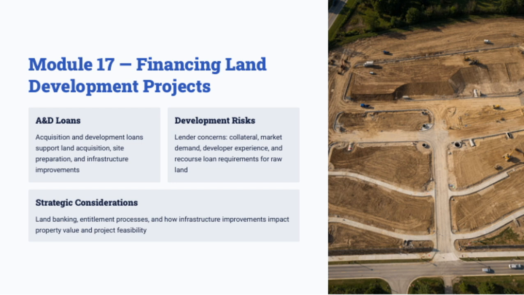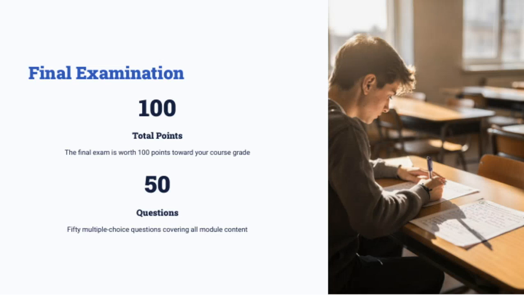Next, we have to consider development risks. These risks can impact the project's success and should be carefully managed. Acquisition and development loans are typically used to support not just buying the land, but also preparing the site. Think grading, clearing, and infrastructure improvements. These steps are crucial because they can significantly influence the marketability and value of the property. This ties into the broader theme of financing land development projects, which we covered in Module 17. Understanding these financial tools and risk factors is essential for navigating the complex process of turning raw land into a developed, valuable asset.